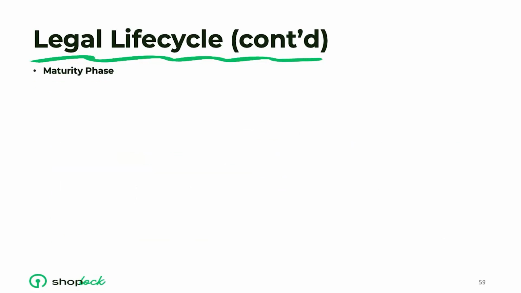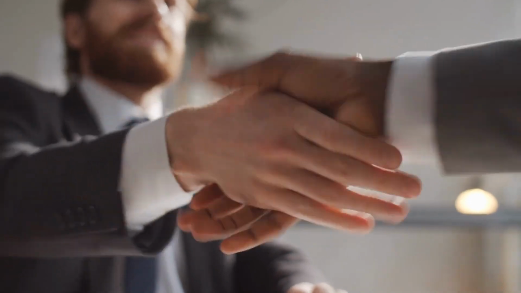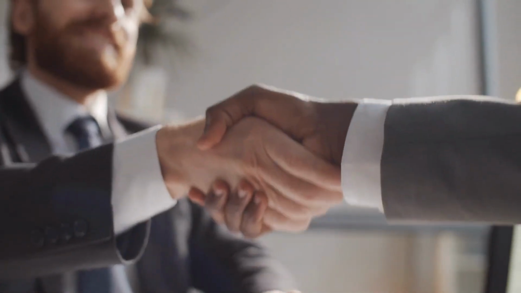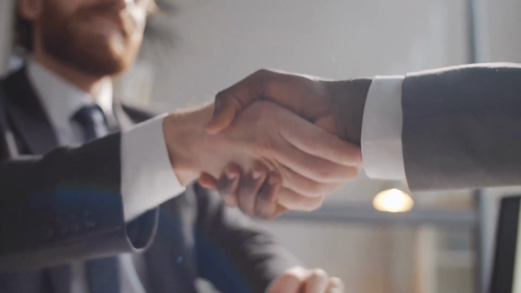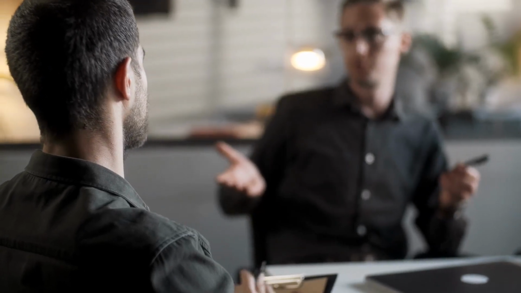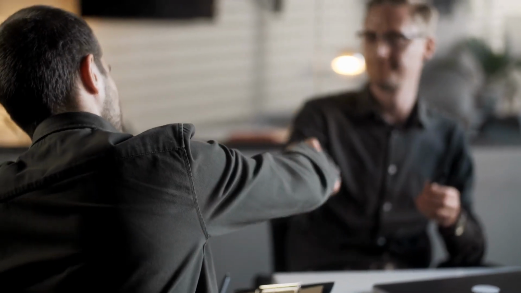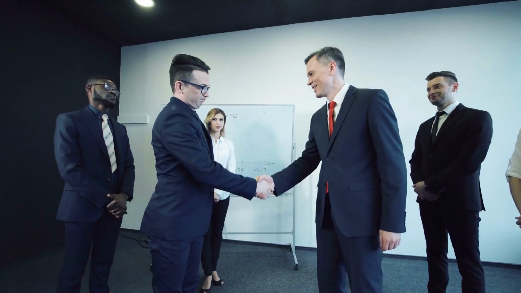During the maturity phase, you'll be faced with a choice to sell, sustain, or dissolve. If you plan to sell all or a portion of your business, there are various ways this can be structured for tax and legal purposes. You can do an asset sale, a stock or membership interest sale, or a merger. You could stay on as a consultant, keep equity, or get out entirely. There are endless ways to structure the sale.